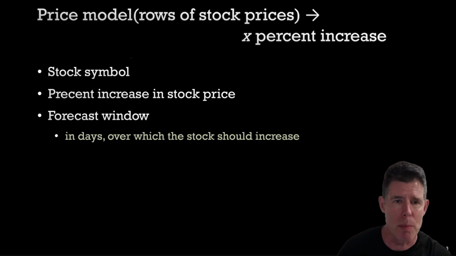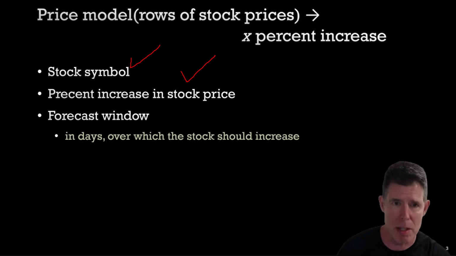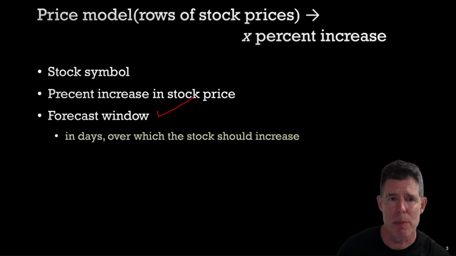So the inputs to our model will be a stock symbol, like this S&P 500 or NVDA, the percent increase in stock price that we anticipate, say 10%, and some forecast window. And this could be 6 months or a year or 14 days, something like that.